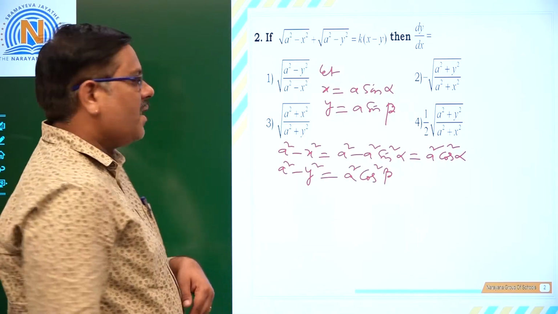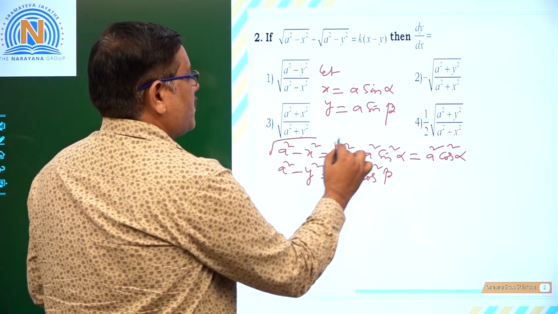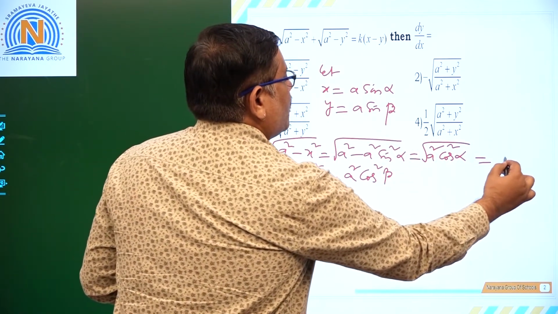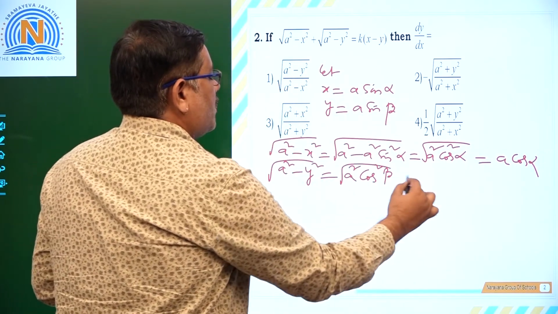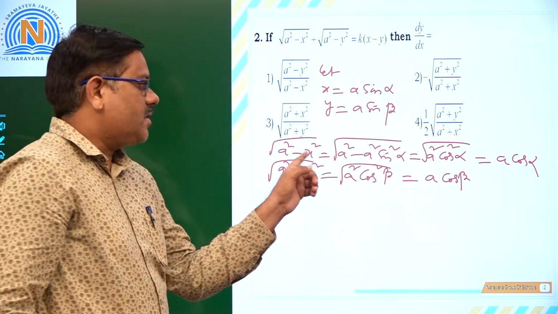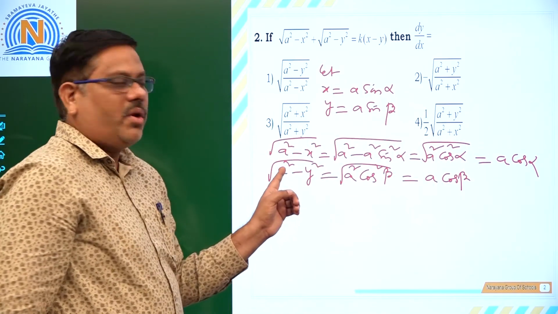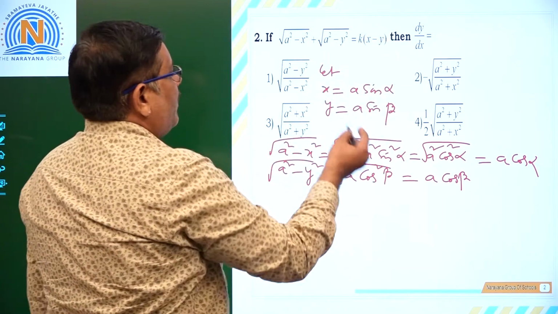If I find the root of that, root over a square minus x square is going to be a cos alpha. Here also, root over this is going to be a cos beta. So root over a square minus x square I can write as a cos alpha, and root over a square minus y square I can write as a cos beta. Similarly, x minus y, anyway we will write it.